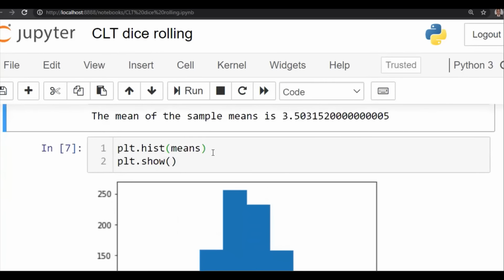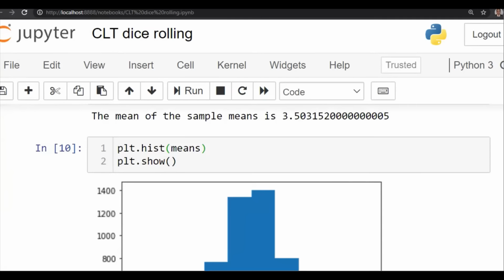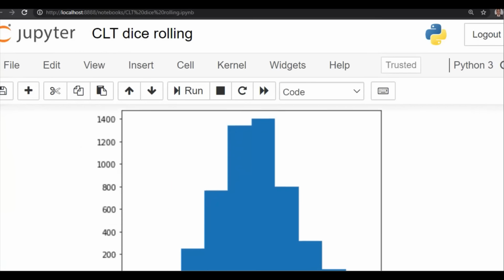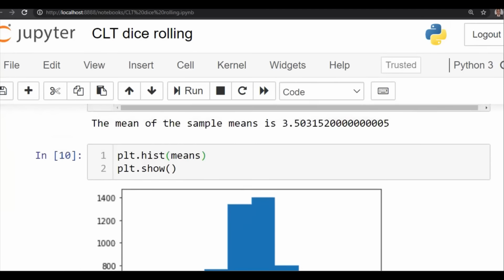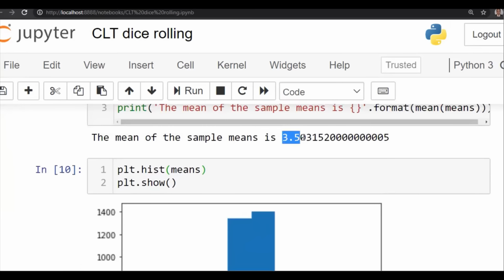Now see the graph. I have to run it once again. See the graph. Graph also looks like this. So we got 3.5. We wanted to estimate the population mean and we estimated here exact 3.5. 3.50 up to 2 decimal places, it's correct.